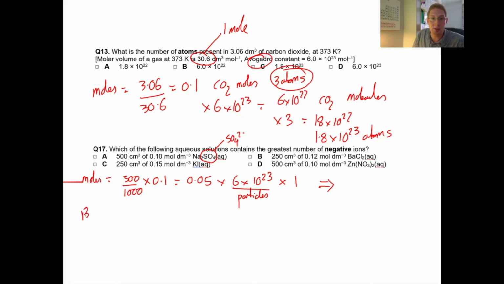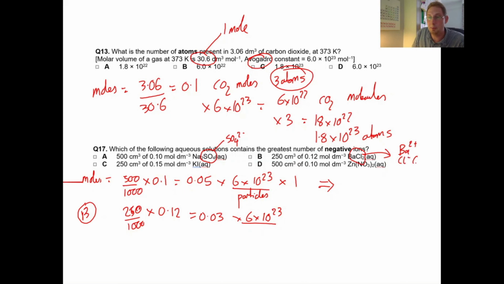For B, 250 centimetres cubed, again, we're going to divide by 1,000. And we're going to times that by 0.12. So that is a quarter of 0.12, which is 0.03, times by 6 times 10 to the 23 to get the number of particles. And then there's 2 negative ions. We'll look in a later video about this. Many students can't split this up, but barium chloride, there's 2 negative ions there.